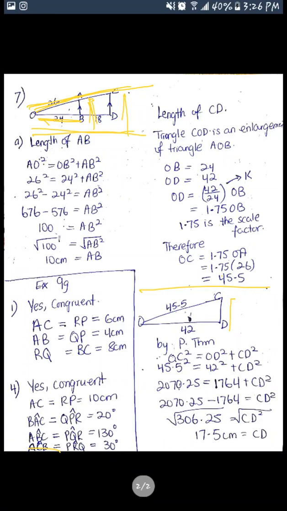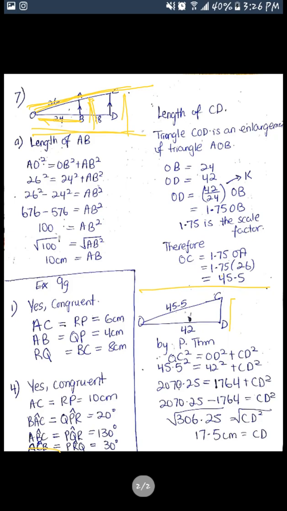1.75 by the 26. Which is how much? 45.5. And what is the length of OD? Yeah, OD is 1.75. No, I think that's OB. 1.75 is not the length of any line. 1.75 is the scalar.